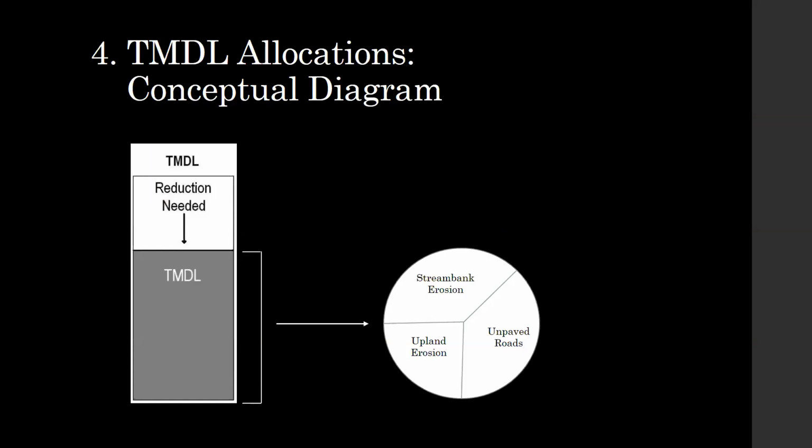And the fourth step is how to allocate the allowable load to those determined sources. So I have a conceptual diagram here that represents a sediment TMDL for this project. And it shows that 3 sources were determined for the sediment TMDL, and they are stream bank erosion, unpaved roads, and upland erosion. And this is just a concept or an example of how it might be divvied up among all 3 of those sources.